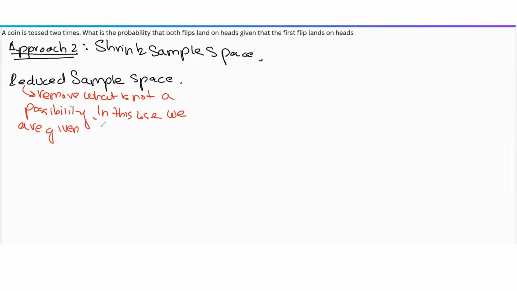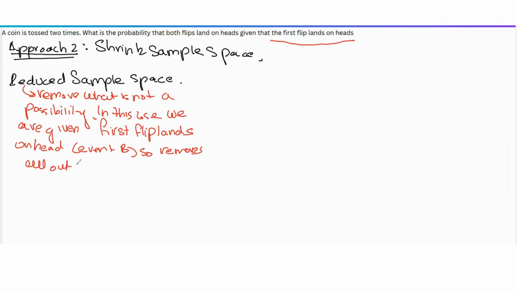first flip lands on head. We're told that the first flip lands on head. So we're given event P. We already know the first flip lands on head. So what we can do is remove all outcomes in the sample space where the first flip is not head. So remove what is not a possibility.